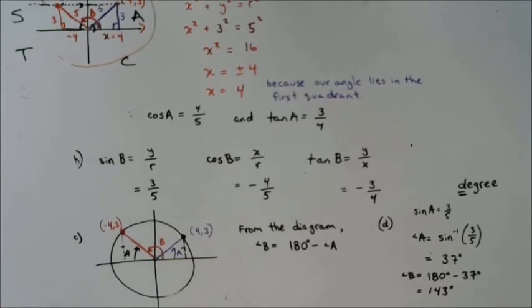So there are two angles within 0 to 360 degrees that have a sine ratio of 3/5: 37 degrees, which is in the first quadrant, and 143 degrees, which is in the second quadrant.